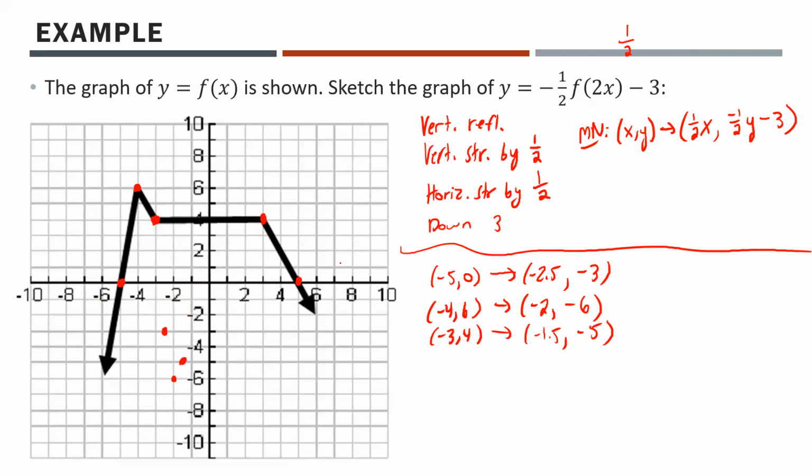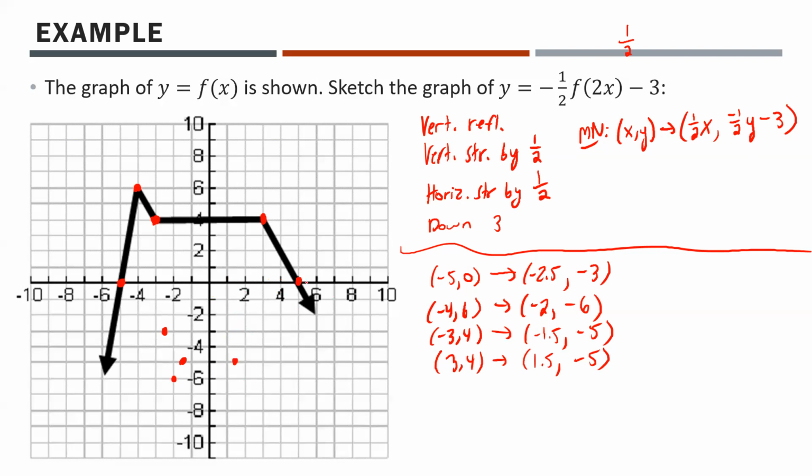Next point I'm going to plot is 3, 4. This one's very similar to the other one. 3, 4. This is going to become 1.5. And then we know what happens when we work with 4 here. So it's going to be negative 5. That really is convenient. So 1.5, that's over here. And then negative 5, that's over there. Cool. So I plotted that point.